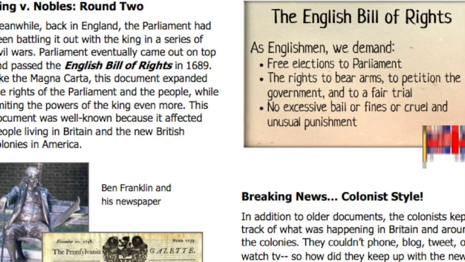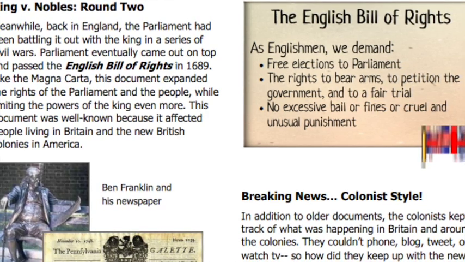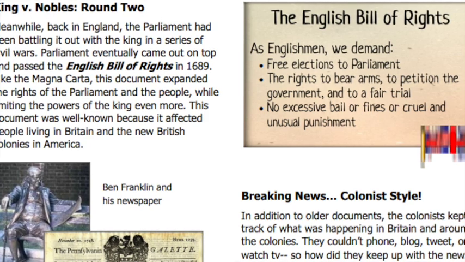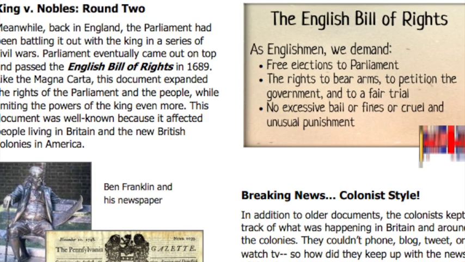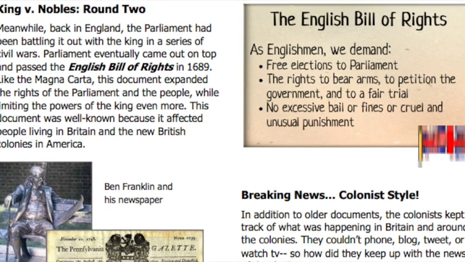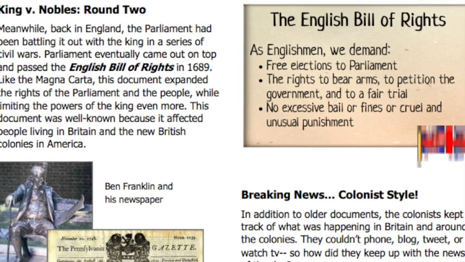This document was well known because it affected the people living in Britain and the new British colonies in America. So underline or highlight, like the Magna Carta, this document expanded the rights of Parliament and the people while limiting the powers of the King even more. And then put a star next to that on the side. So that's why the English Bill of Rights was important.